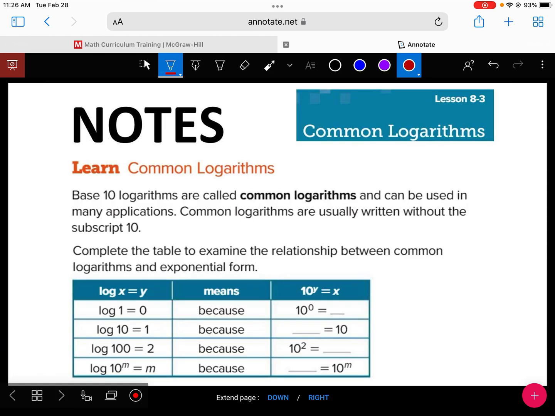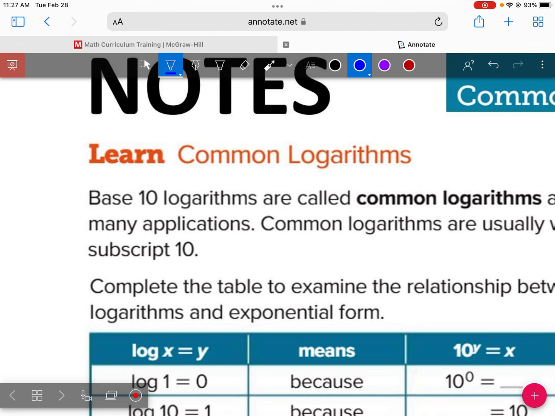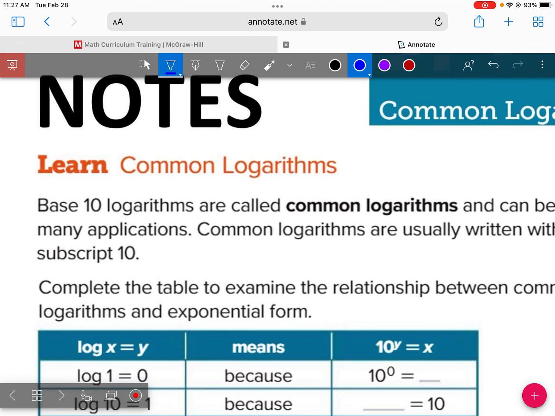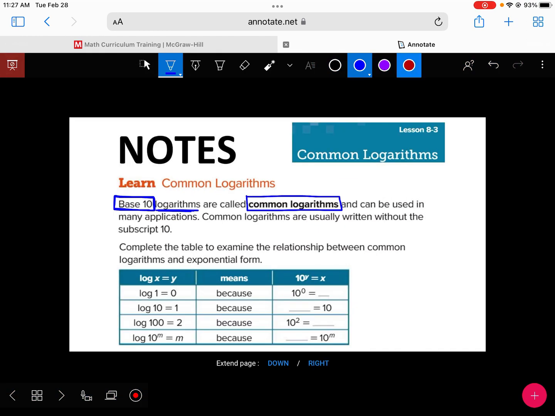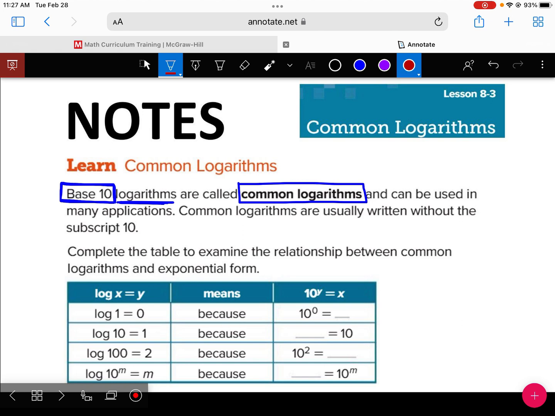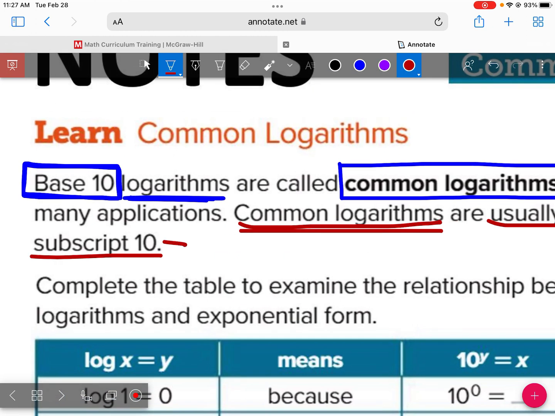We're going to talk about common logarithms today. And I've brought this up already. We talked about it a little bit on Thursday. We talked about it a little bit yesterday. Base 10 logarithms are called common logarithms. They get used in a lot of different applications. Common logarithms are usually written without the little 10.